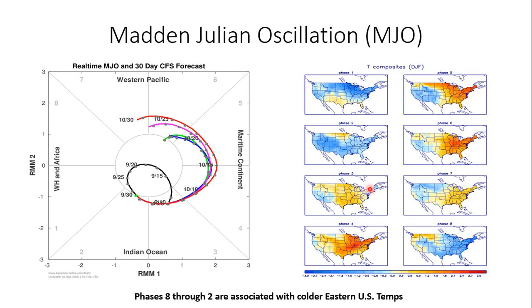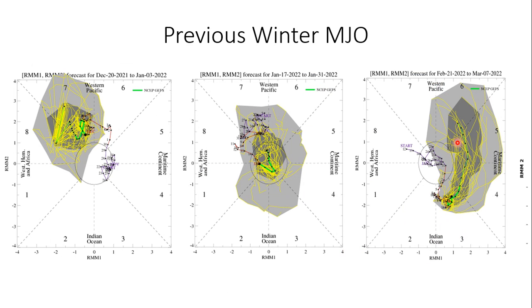So phase 3 starts to get a little milder. Phase 4 getting even warmer than normal. Phase 5 and phase 6 very warm across the eastern United States. So that's exactly what I would be forecasting based on the MJO diagrams or these plots.